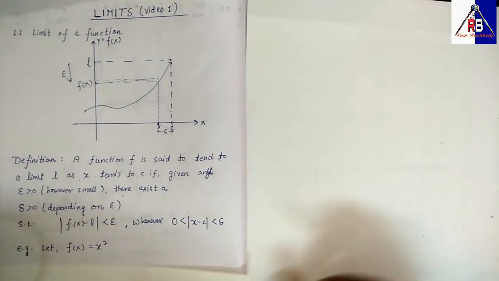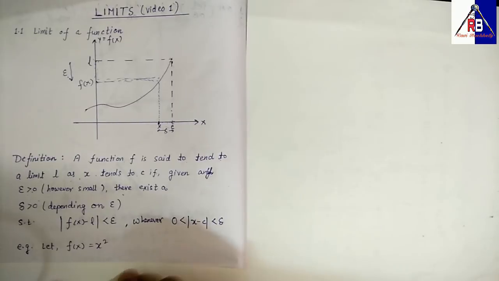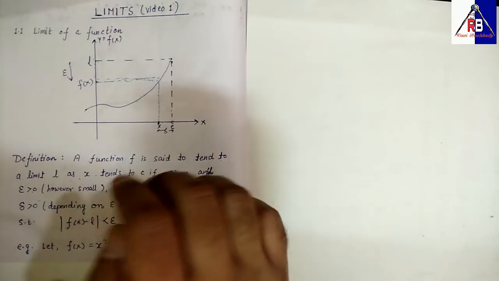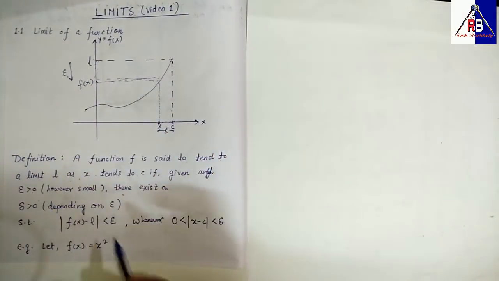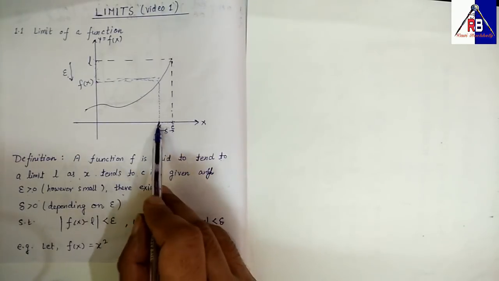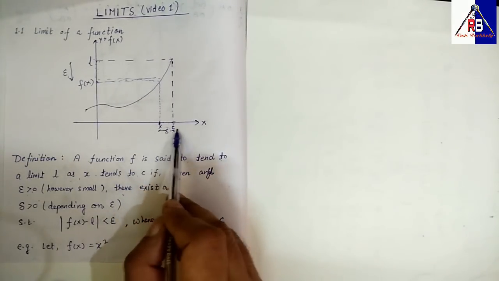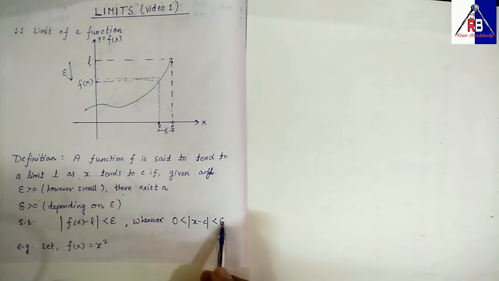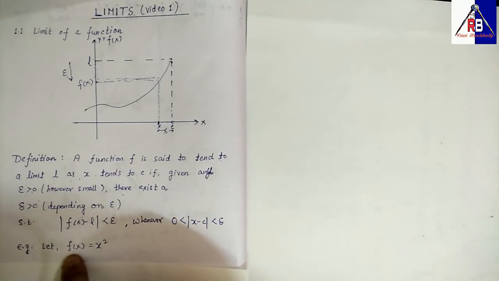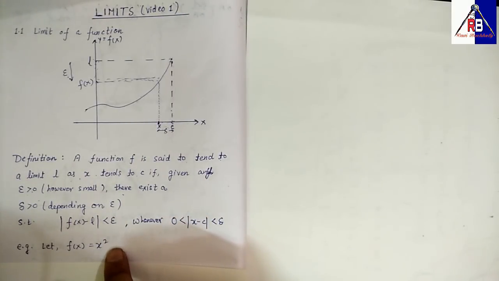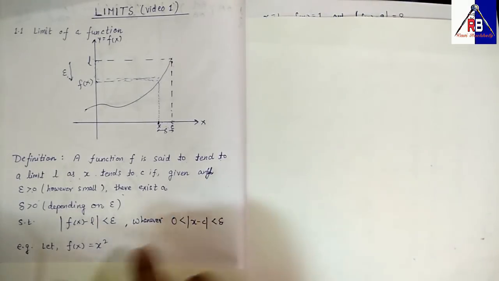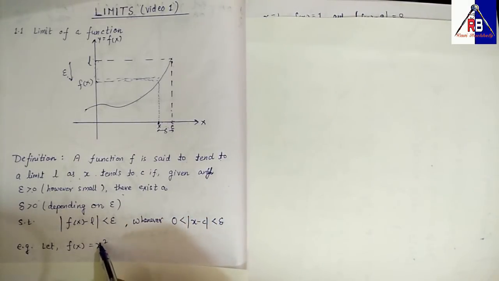For further explanation, let us see how we can write it: modulus of f(x) minus L. It means the difference of f(x) and L is less than epsilon whenever the difference of x and c is less than delta. We are going to take an example. Let us take the function f(x) equal to x square. Now for x equal to 3, we all know that the function has the value 9.